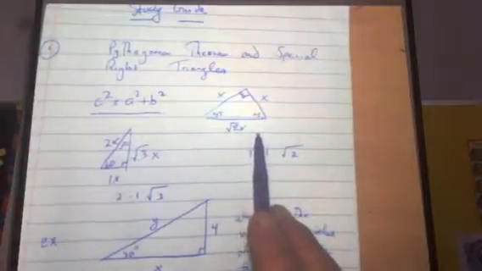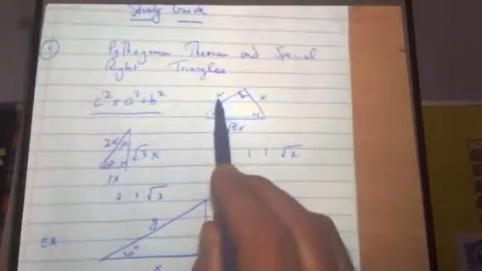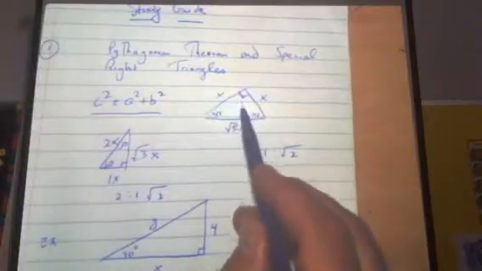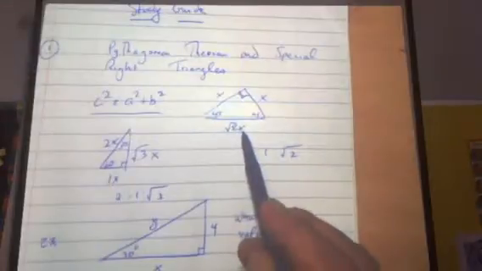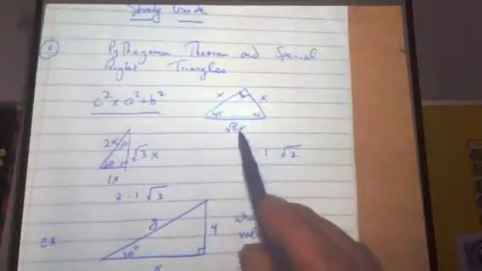In this case, with the 45, 45, 90, whatever's on this side is the same as on this side, so it's represented by x. And then the hypotenuse, which is across or opposite from the right angle, is going to be root 2 times x. So if x were 1 and this is 1 and that's 1, then this would be root 2. If that were 2, this would be 2, that would be 2, this would be 2 root 2, etc., etc.